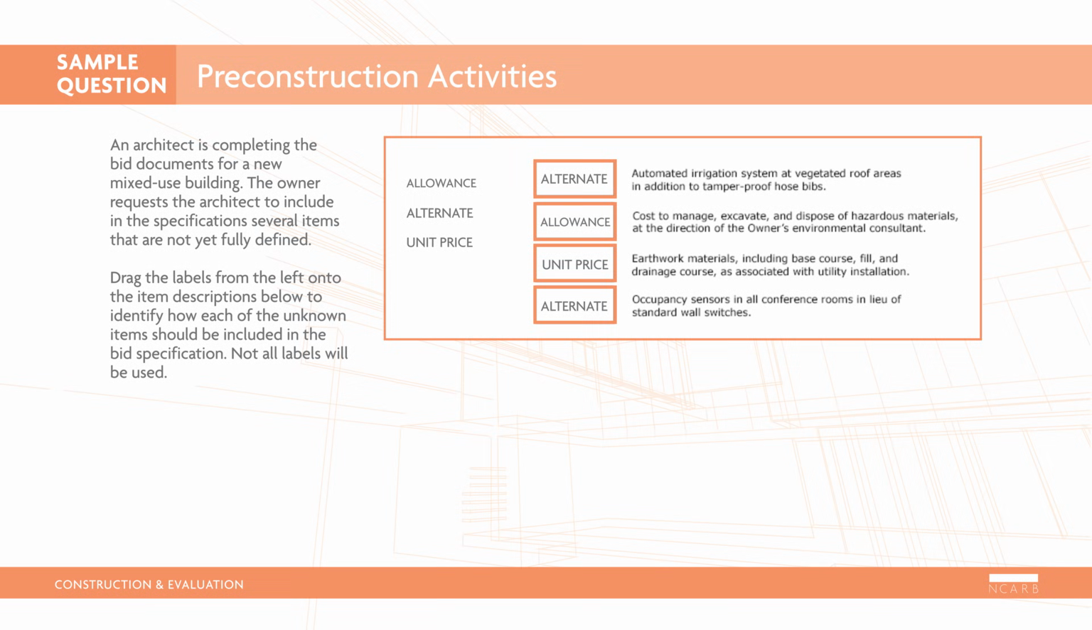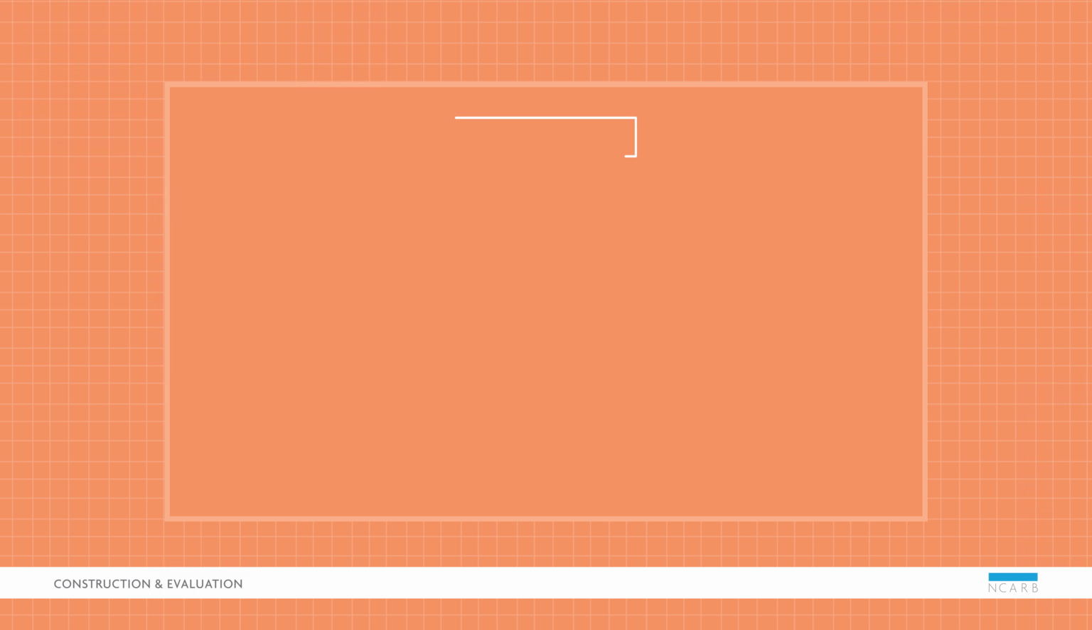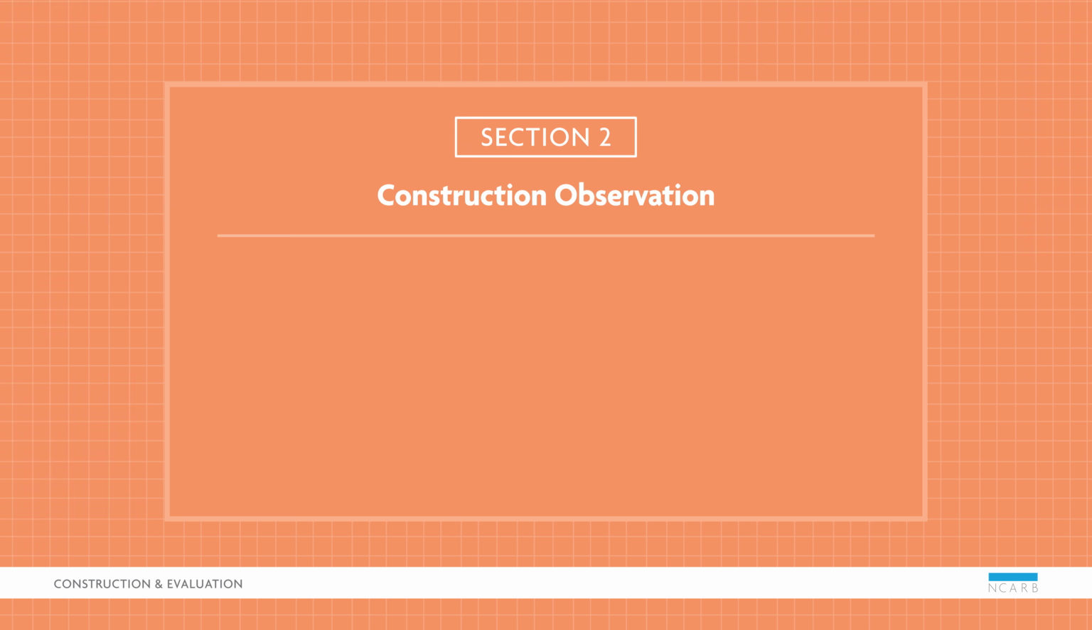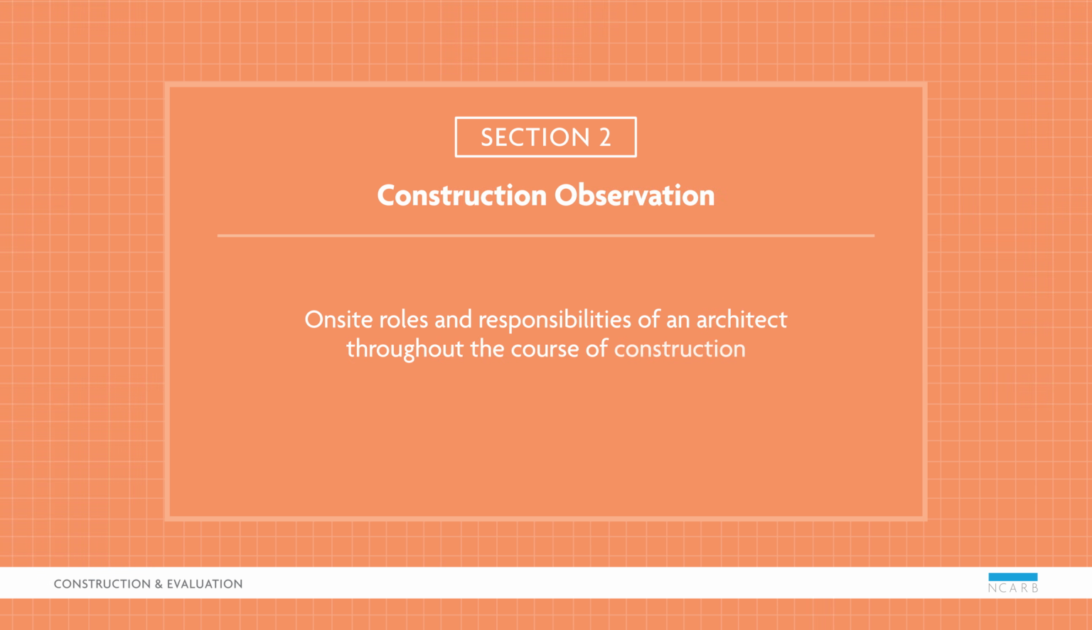The earthwork cost is a unit price because the basic scope is understood, but the extent of the work is unknown. The irrigation system and occupancy sensors are both alternates because they are in addition to or in lieu of other parts of work. This is an AE level item requiring the classification of different scope items in order to recommend the appropriate use of contract variables. In the construction observation section, you'll focus on the on-site roles and responsibilities of an architect throughout the course of construction. Let's look at a sample question.